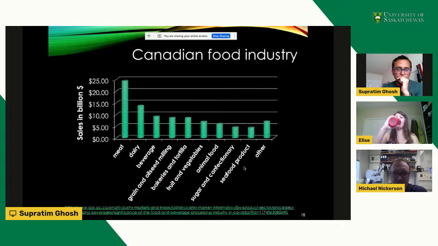When we look at the commodities, Dr. Ghosh mentioned we study each of these commodities, but they represent big sectors in the food industry, whether it's the meat or dairy. Here in the prairies, grain and oilseed is one of the bigger sectors. A number of ingredient plants and companies span across the prairie provinces. But we also have commodities in terms of fruits and vegetables, seafood products, and aquaculture across the country.